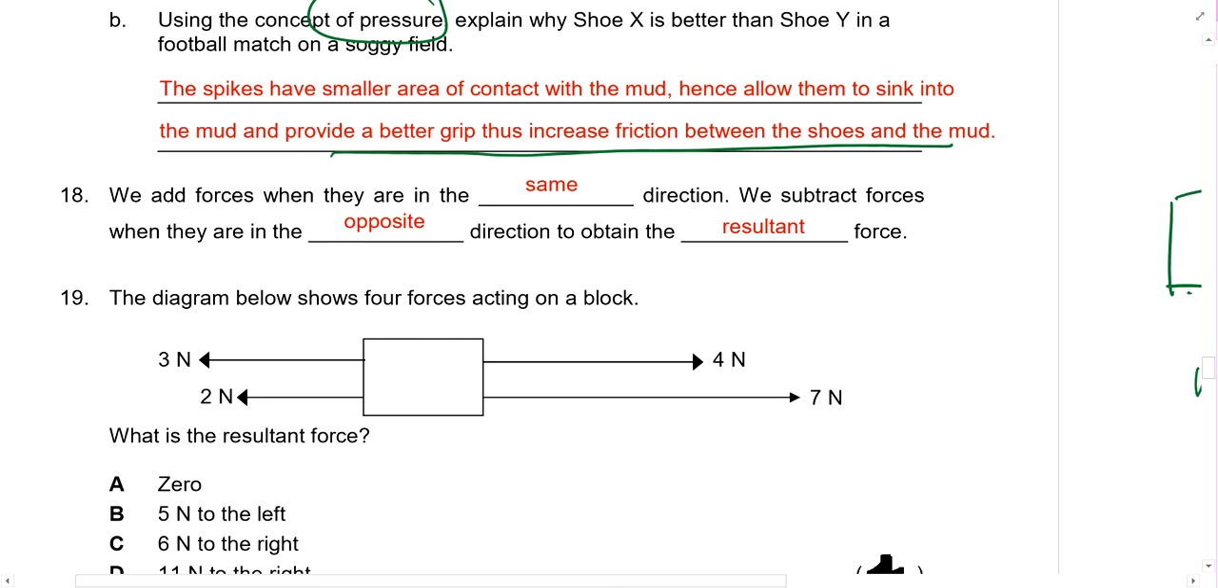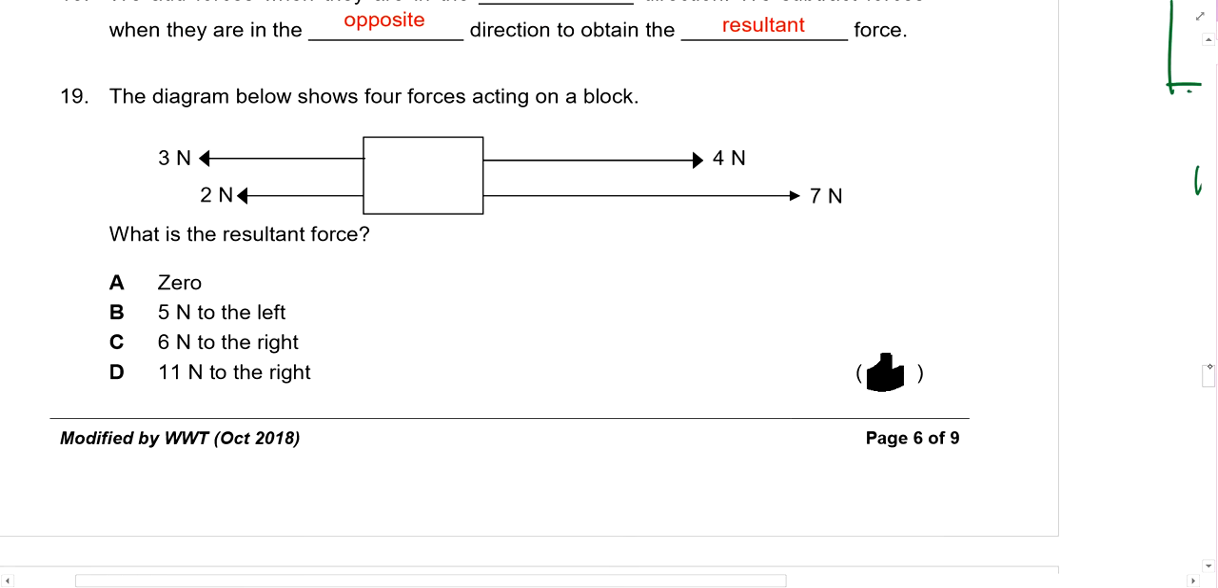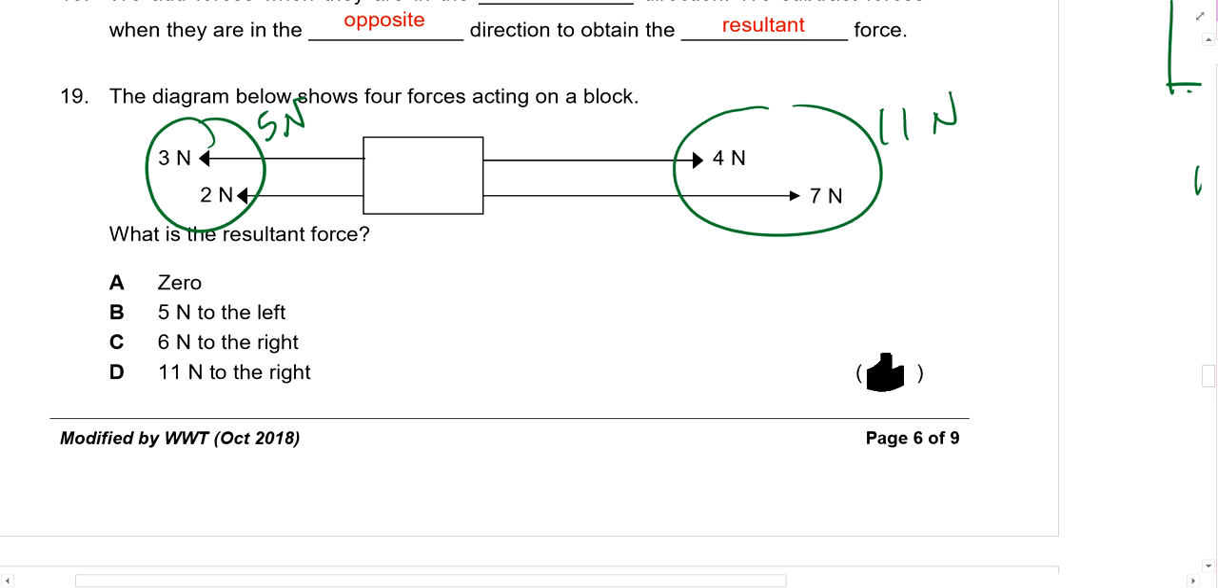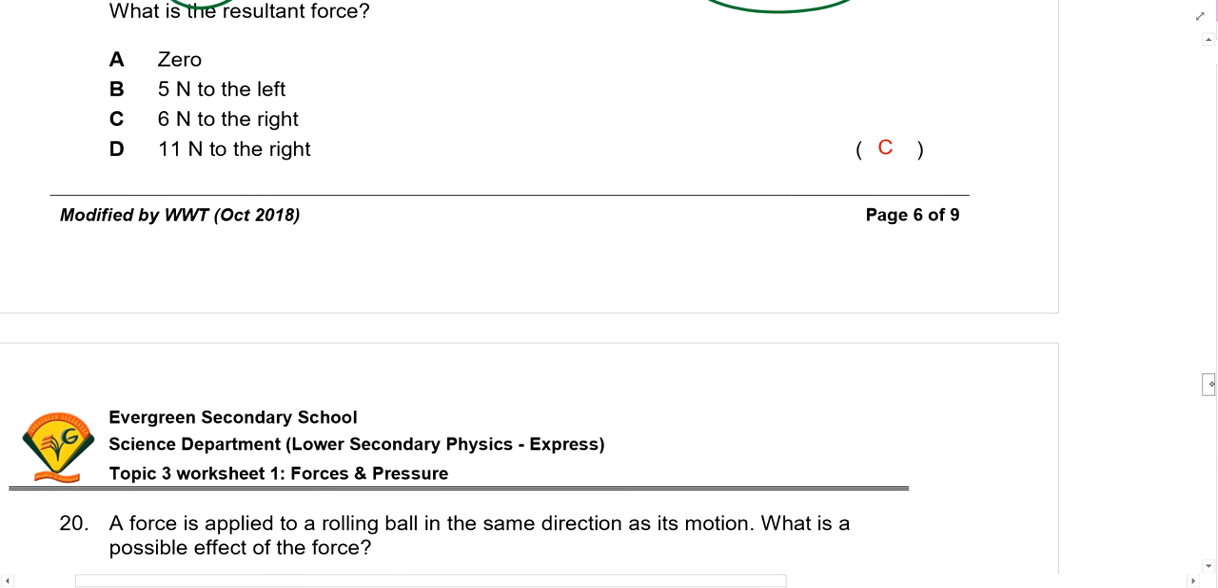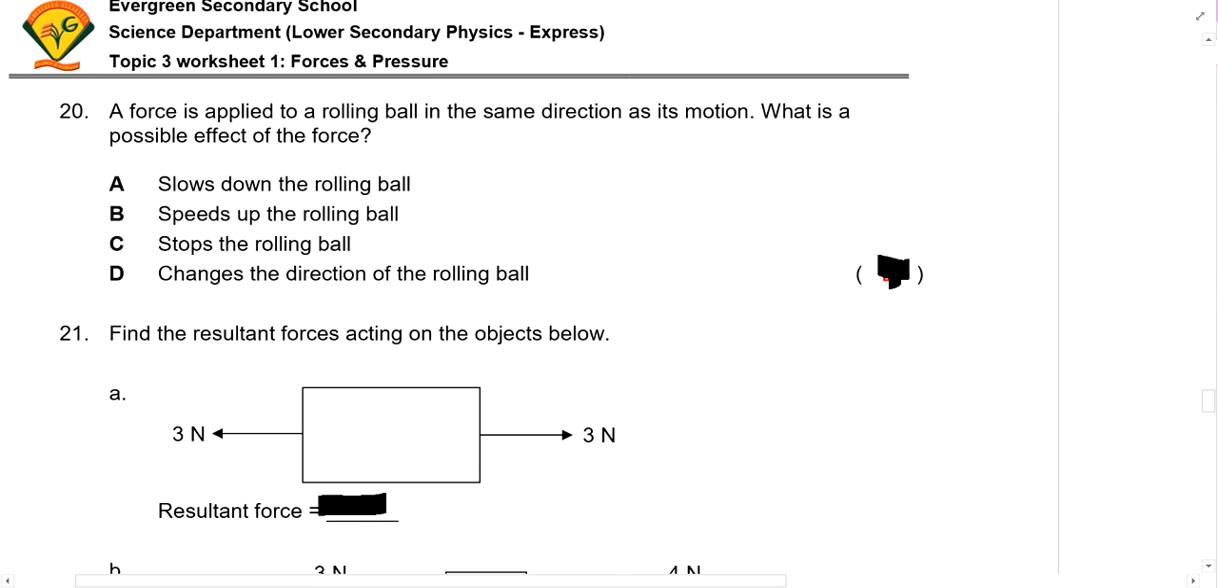Okay, so in this case, what is the resultant force? This is total of 5 newtons to the left, 11 newtons to the right. Resultant must be 6 to the right. Question 20. Force is applied to a rolling ball in the same direction as motion. Sounds very familiar, right? B, speeds up the rolling ball.